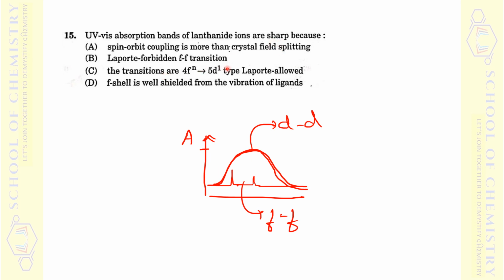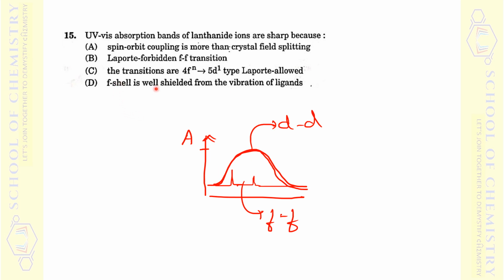Next, Laporte forbidden ff transitions. Yes, ff transitions, for that matter even dd transitions, are Laporte forbidden. So that is not the reason. Of course, because of these forbidden ff transitions, the intensity of this absorption is less. As you can see here, it is less than dd. In the case of dd transitions, some Laporte relaxation will be observed. Here, even that relaxation cannot be enjoyed. So that's how the ff transitions are further weak. We usually say ff transitions are weak and sharp as compared to dd transitions.